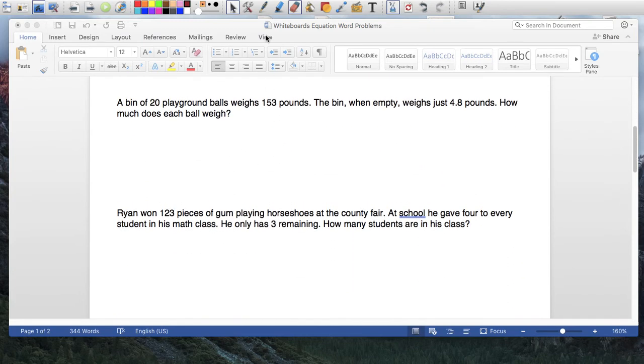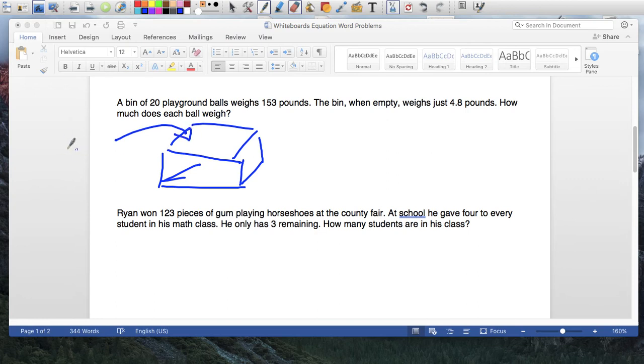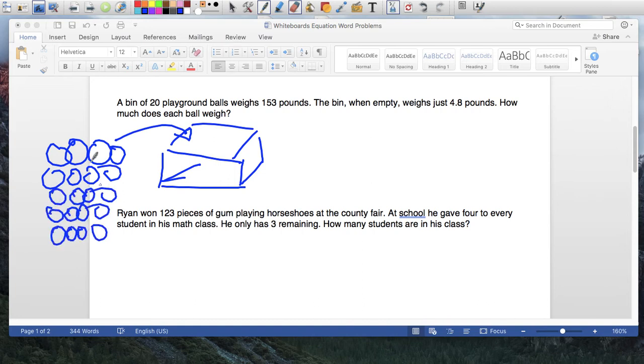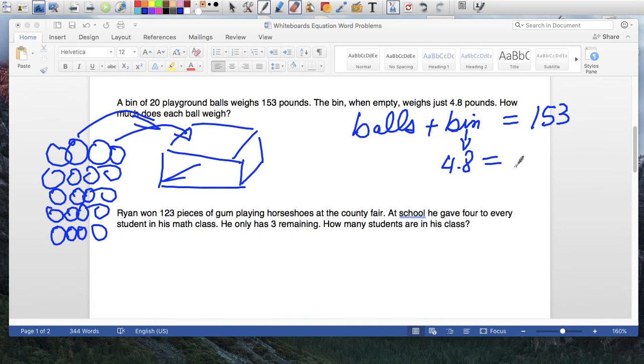Third question, a bin of 20 playground balls. So we have a bin. Imagine a little cube, something we can put things inside. And we had balls, 1, 2, 3, 4, 5, 6, 7, 8, 12, 16, 20. Now put 20 balls in here. So all the balls plus the bin equals 153 pounds. When the bin is empty, so just this with no balls, it equals 4.8. So the empty bin is 4.8 pounds.